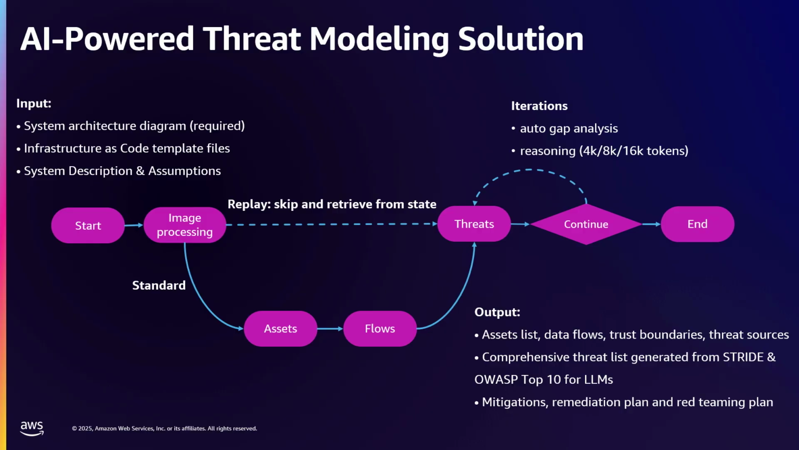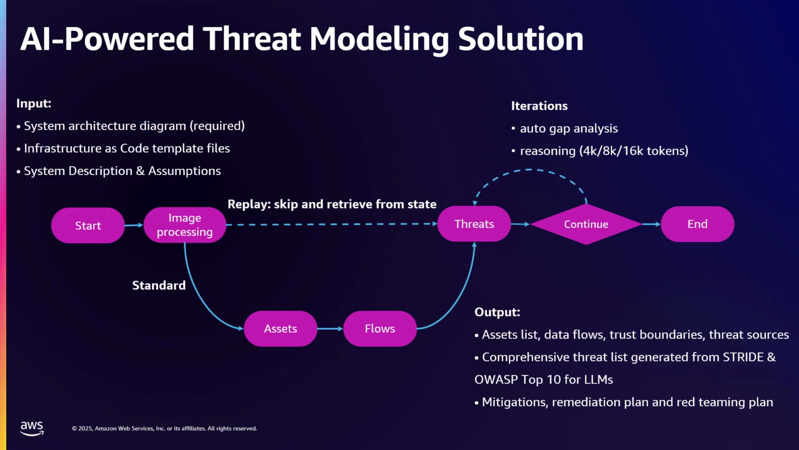The outputs of this workflow are 3. The first is some basic information about the system, such as assets, data flows, and trust boundaries. The second is the detailed threat list based on the STRIDE and OWASP frameworks. It can also give you AWS-based mitigation solutions and red teaming solutions.